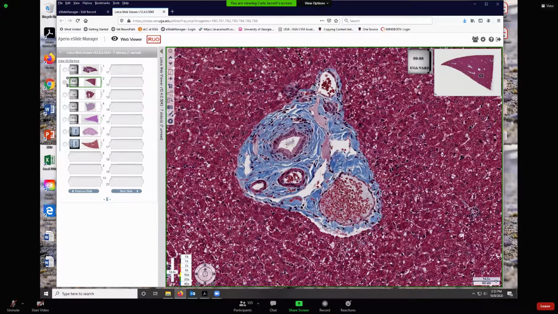This is a branch of the hepatic artery. It's the interlobular hepatic arteriole. This is a branch of the portal vein. So this is an interlobular hepatic portal venule. This is a lymphatic vessel. This is just some lymph in it, one side of it. This is the rest of the lymphatic vessel here. This is more of the venule.